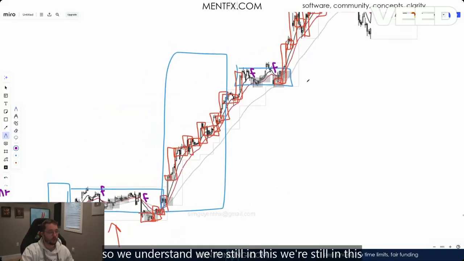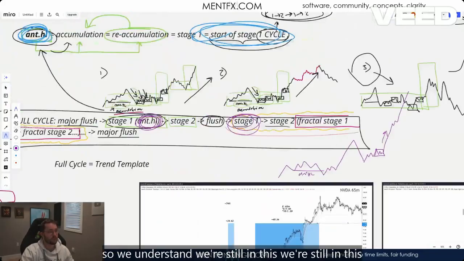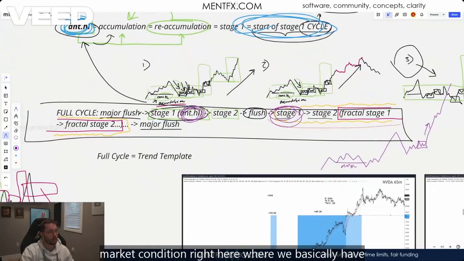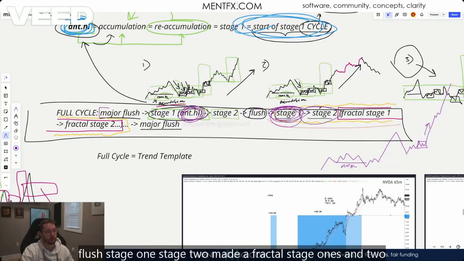Okay, so we understand we're still in this market condition right here, where we basically have undergone a major flush into the anticipation of the higher low rule, stage 2, and now we're in flush, stage 1, stage 2, flush, stage 1, stage 2, made of fractal stage 1s and 2s, flush, stage 1, stage 2, over and over and over again.